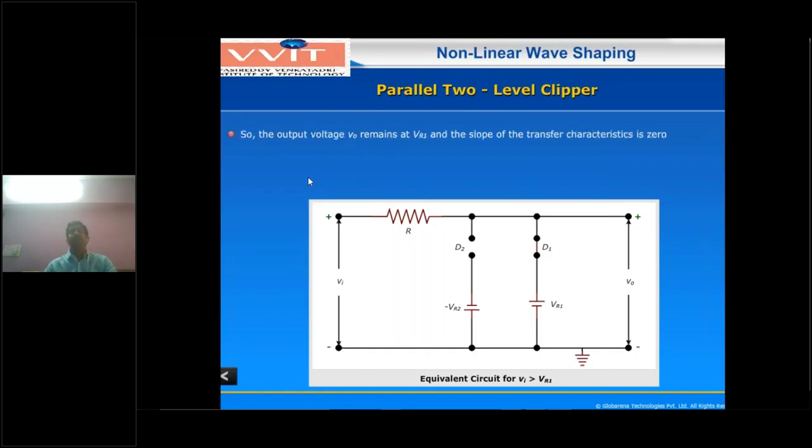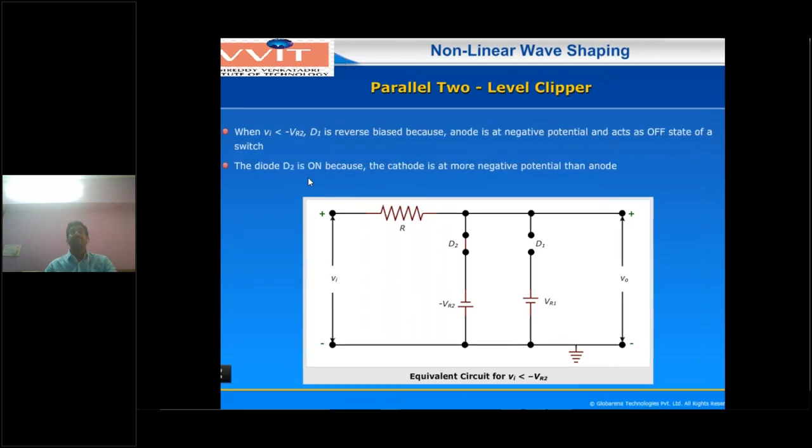And next, the second condition: whenever Vi is less than minus VR2. That means the input voltage is less than minus VR2. For example, minus VR2 means minus 2 volts, so the input voltage lies between minus 2 volts and minus 5 volts. The example I am taking is minus 3 volts, or minus 3 or minus 4, in between you can take any value. Less than minus 2 means minus 3, minus 4, minus 5 volts. The example I am taking is minus 4 volts.